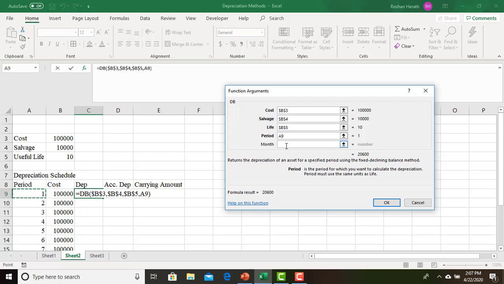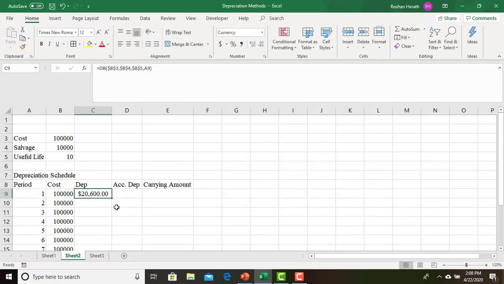When it comes to the month, you don't have to enter any information here in the question, because we are going to assume that we acquire this asset on the very first day of the accounting period. So therefore we have 12 months. If we omit this, it is automatically considered as 12 months. Only if there is a difference must we feed the month information, but here we don't have a requirement for that, so we may leave that, say okay.